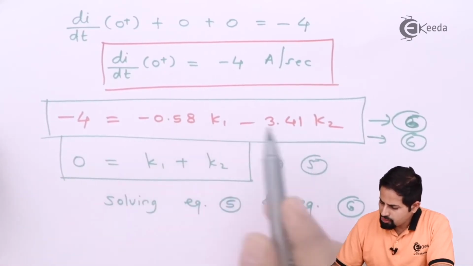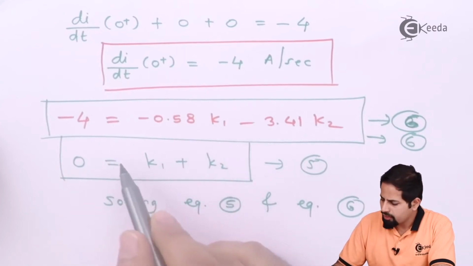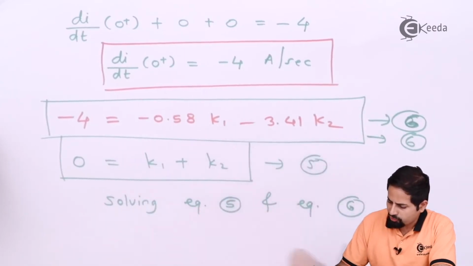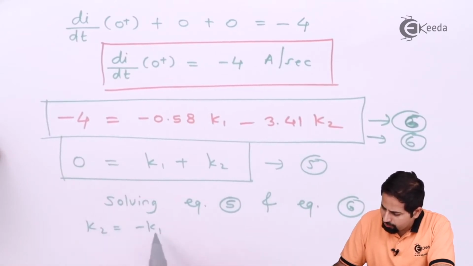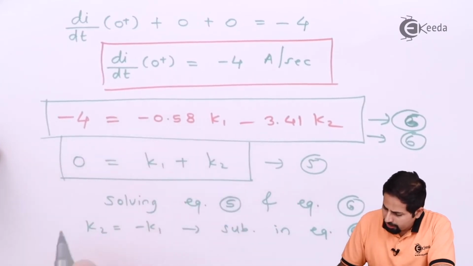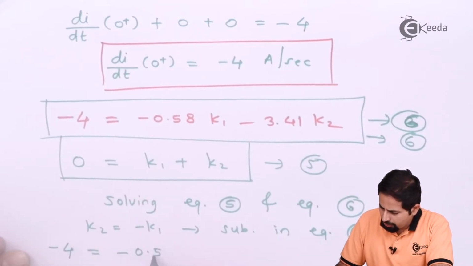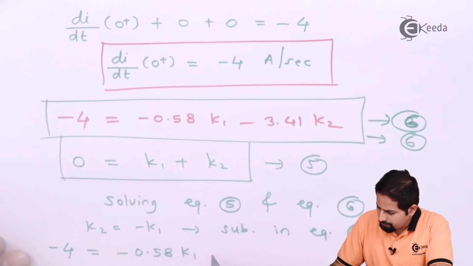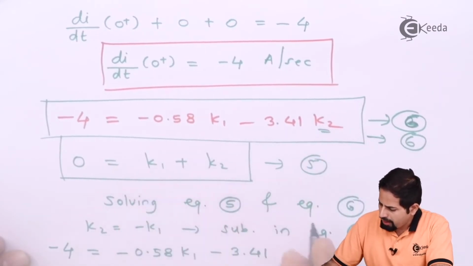Now when we solve these equations, we can substitute that k2 is minus of k1. So instead of k2 we can put minus of k1. So k2 is minus of k1, and let us substitute in equation 6. So we will get minus 4 equal to minus 0.58 k1 minus 3.41. Instead of this k2 we will put minus of k1.